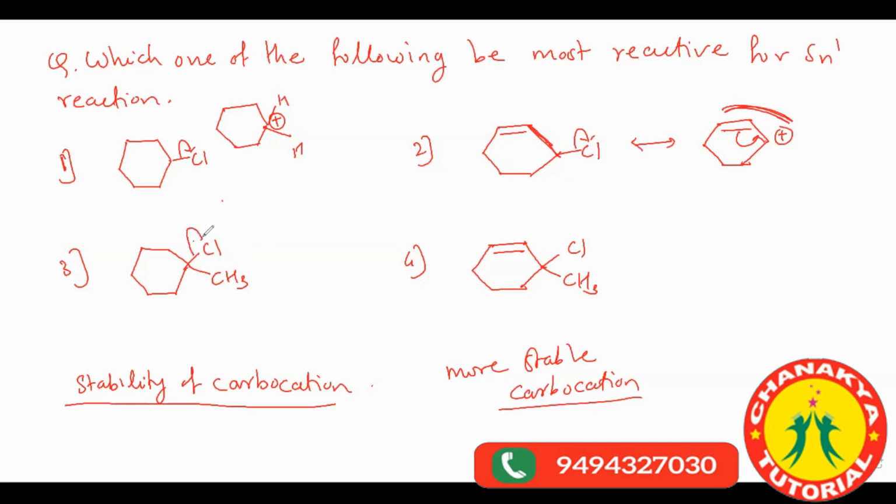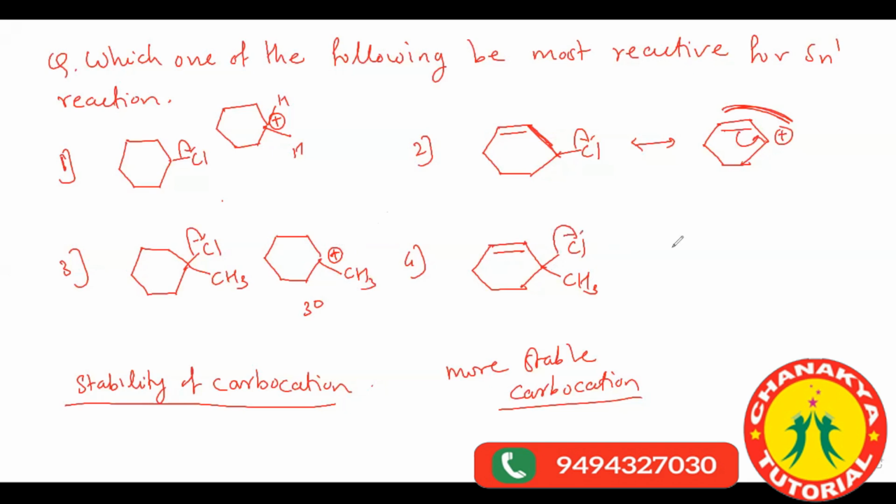Now, if I remove this, I will get the carbocation in this manner. Whether it is primary or secondary, we need to check it. It will be CH3 with a positive charge, isn't it? It's a tertiary carbocation, right? But then this positive charge won't be stabilized by anything, correct?